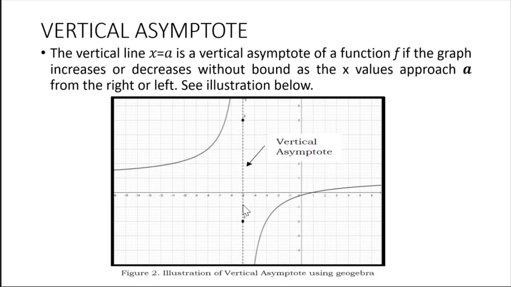So this is our illustration. By looking at the illustration, we can see that the graph of the function is approaching x is equal to negative 5, represented by the dotted line. As we can see, the graph is getting closer and closer to the line, but it will not pass or intersect it. So the vertical asymptote of the graph is at x is equal to negative 5.